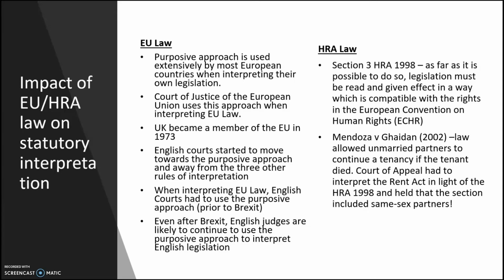One case that you can look at on here is a case called Mendoza v Ghaidan. This was a law to do with the Rent Act, which allowed unmarried partners to continue a tenancy if one of the tenants died. And the Court of Appeal had to interpret the Rent Act in light of the Human Rights Act and held that the section did include same-sex partners, and there was a bit of debate as to whether it did. The courts had basically said it didn't, and they interpreted it in that way. But the Court of Appeal said, well, no, clearly, applying the human rights law here, we can't say that same-sex partners can't benefit from this, because that would break their human rights.